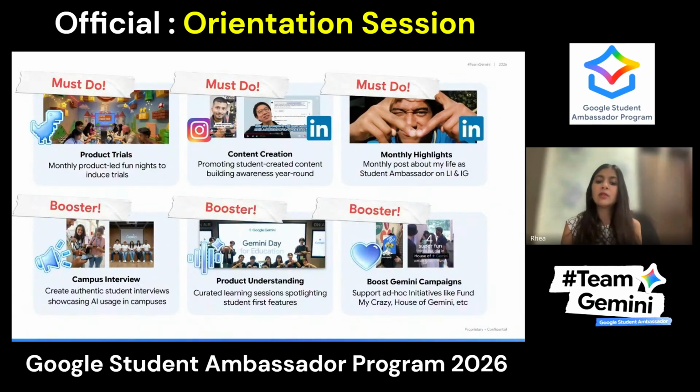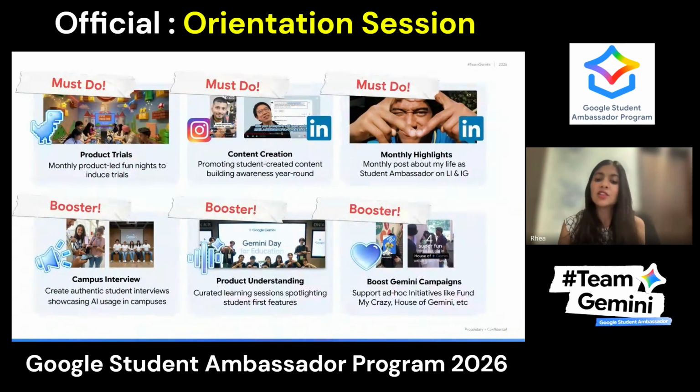Okay, so every month you have 3 mandatory tasks. Everybody must complete their 3 mandatory tasks for the month. The first one is product trials. The second one is content creation, which involves Instagram and LinkedIn. The third one is monthly highlights, which talks about your journey. We will explain each one in more detail.